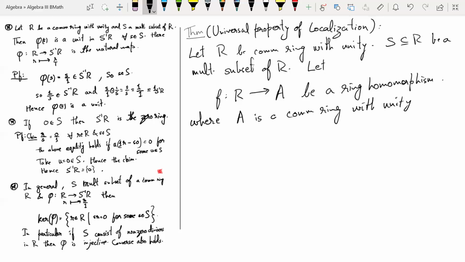Then we want to say that this map, such that, remember, what is one important property of this localization? It sends every element of S to a unit. So such that Fs is a unit in the ring A. And then what you can say is that there exists a map from S inverse R to A which will make this diagram commutative. In fact, there exists a unique ring homomorphism.